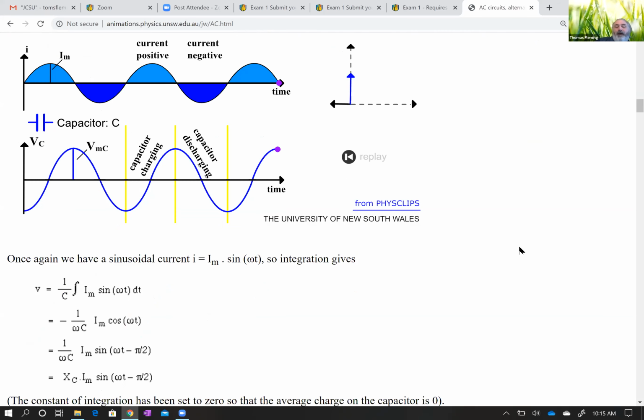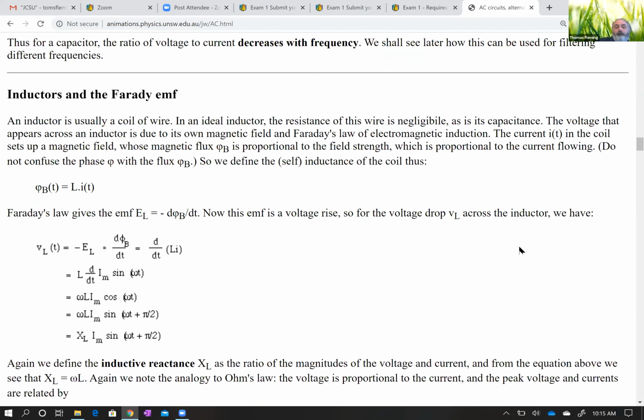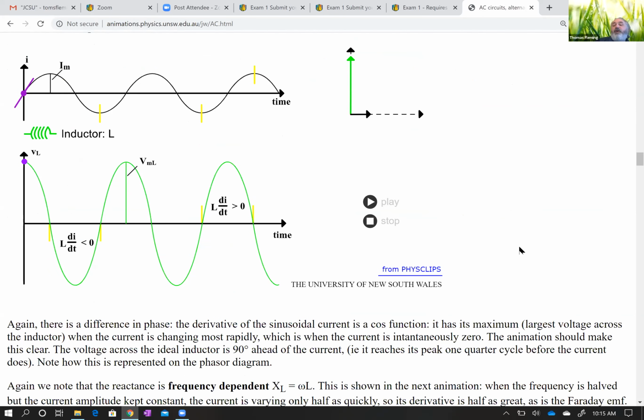Now, what about the inductor? Well, the inductors are also 90 degrees out of phase. So here, the green line is the voltage across the inductor. The black line is still the current. But now you can see that because it's out of phase the other direction from capacitors, it's going to be 90 degrees ahead of the current. But still, they're going to rotate at the exact same rate.